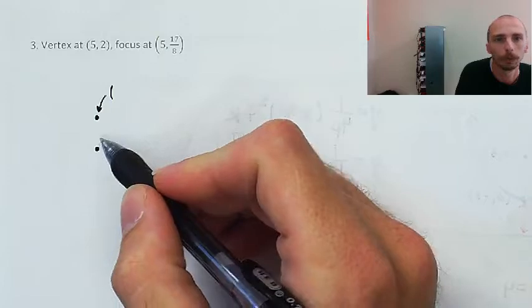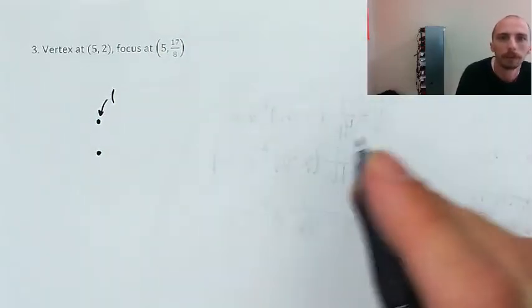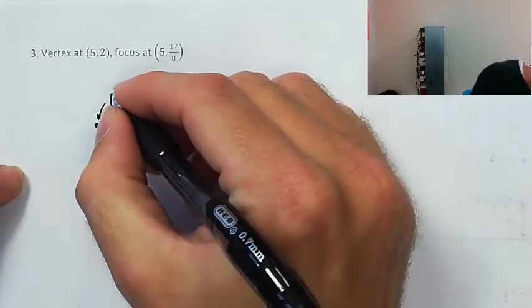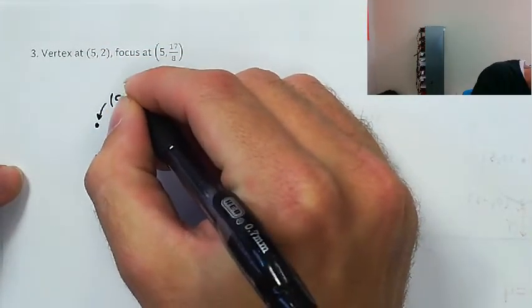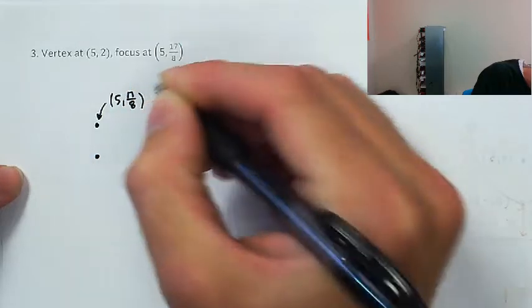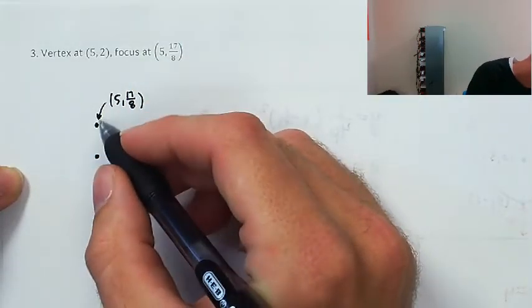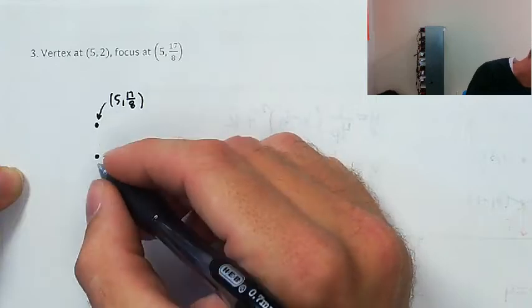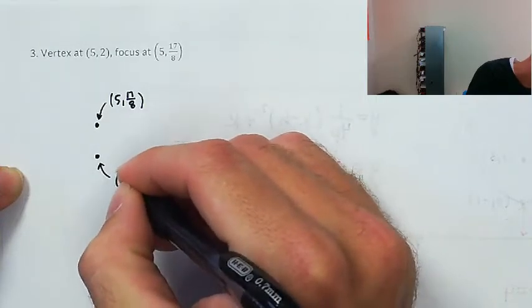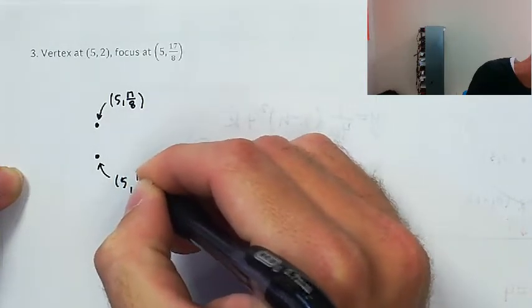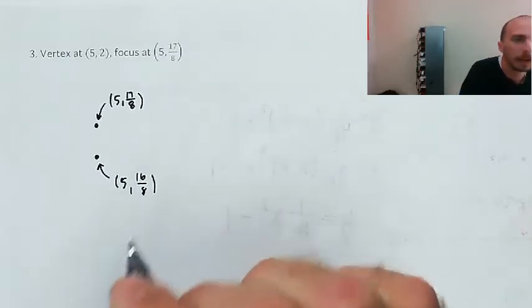You don't have to make it super close. It's just a blank white field. You can draw this however you want. The focus here is (5, 17/8), and then this is the vertex. That was (5, 2), which I might call 16 over 8.